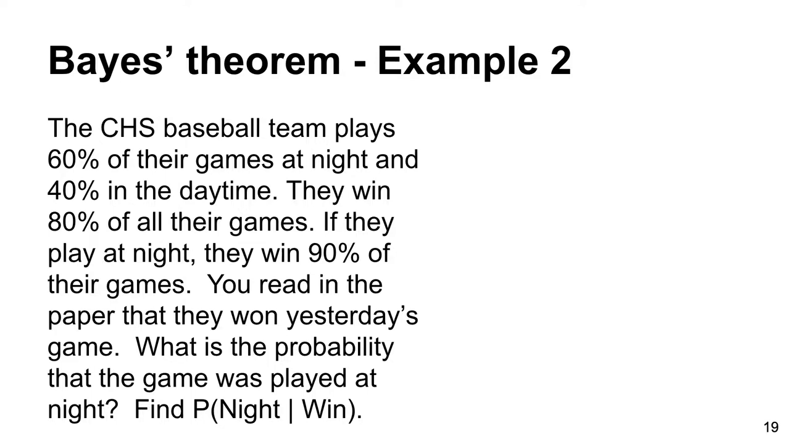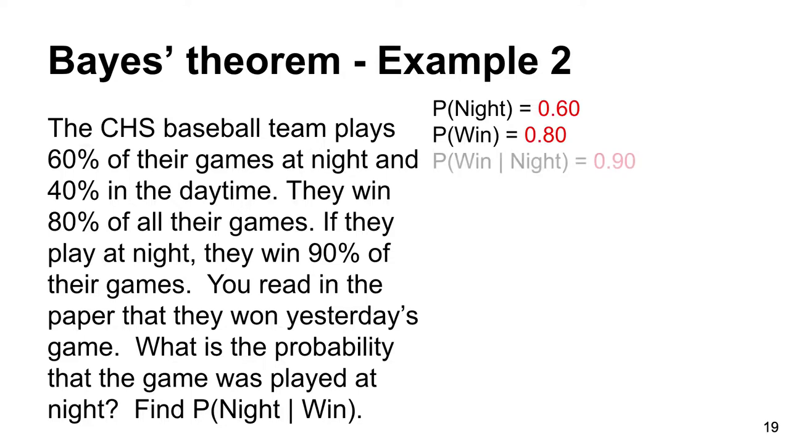Okay, well, let's just start writing down what we know here. We know that the probability that the game is at night is 60%. We know that the probability of winning is 80%. And we know that if the game is played at night, they have a 90% chance of winning. So in this fact set, we give you 2 marginals and 1 conditional. In this scenario, the best way to solve this is with a Venn diagram.